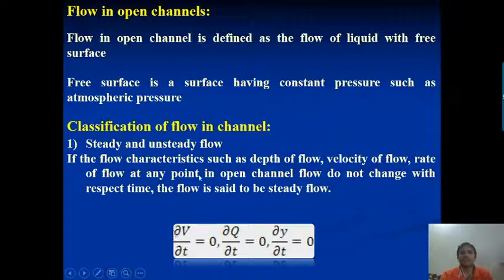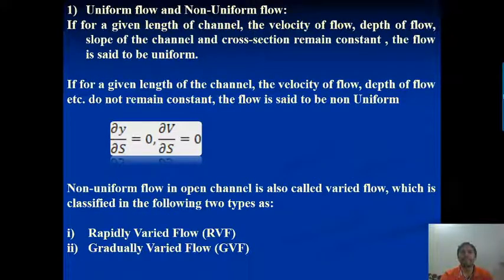We are starting to learn from steady and unsteady flow. If the flow characteristics, such as the depth of the flow, velocity of the flow and rate of the flow at any given point do not change with respect to time, then we consider that flow as steady, and unsteady flow is exactly the opposite of steady flow. Now in uniform flow, the velocity of the flow and depth of the flow per cross section remain constant. This is the most important part as per the cross section.